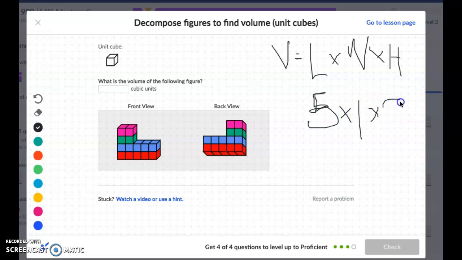So the volume of just my blue and my red is 5 times 1, which is 5, times 2 is 10, and then I can add on my green and pink cubes. 1, 2, 3, 4 of them. Oops, I have to add that. 14.